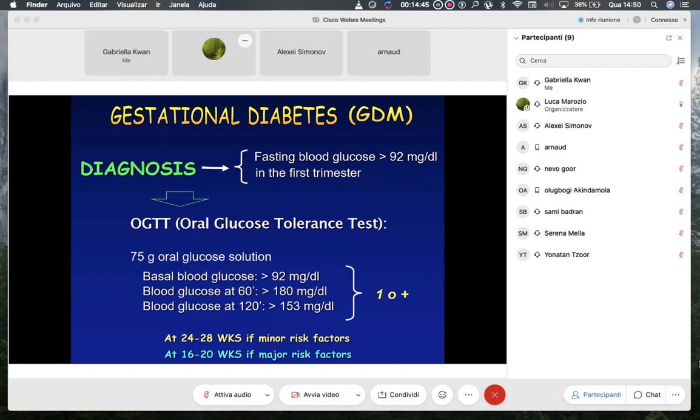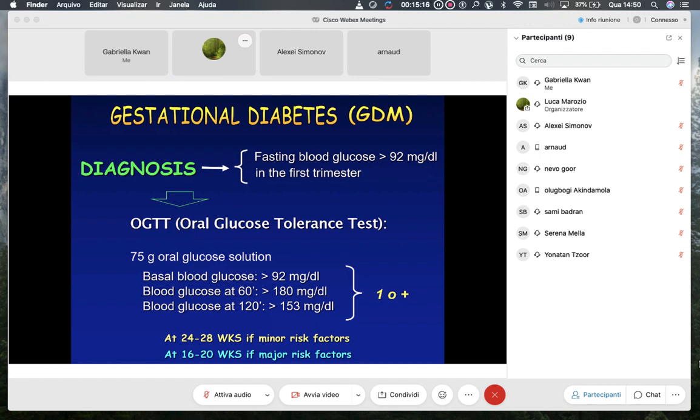Otherwise, the most common way to diagnose gestational diabetes, the most common test, is the oral glucose tolerance test, which is done at 24 to 28 weeks of gestation in presence of minor risk factors, or earlier, at 16 to 20 weeks, in presence of major risk factors.